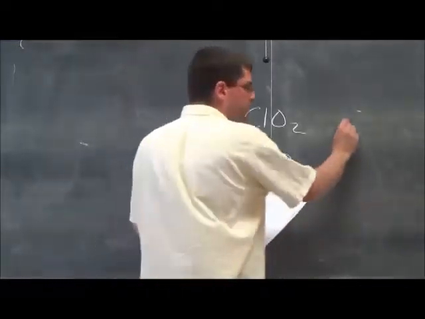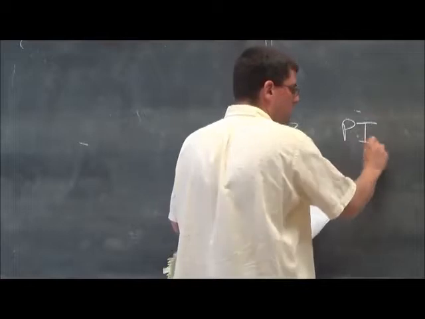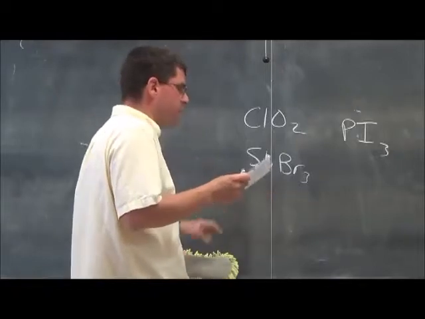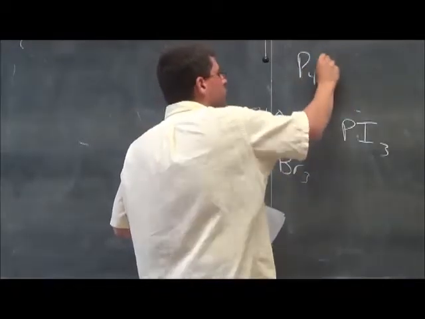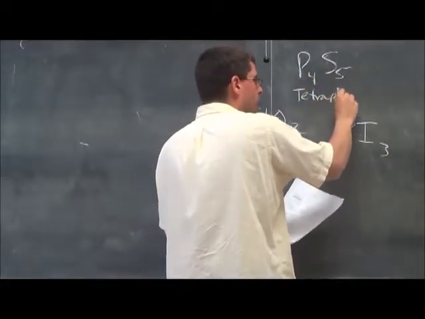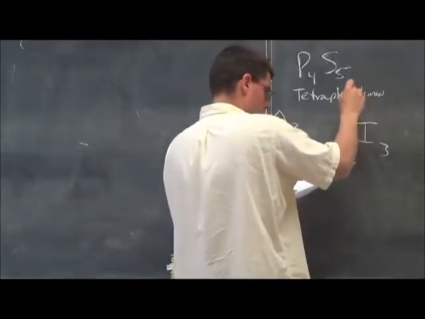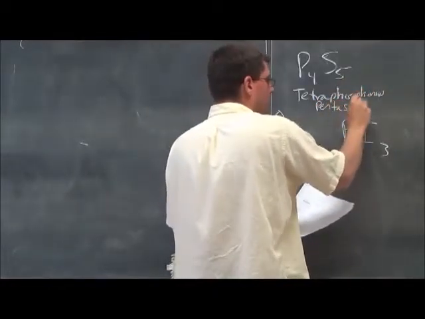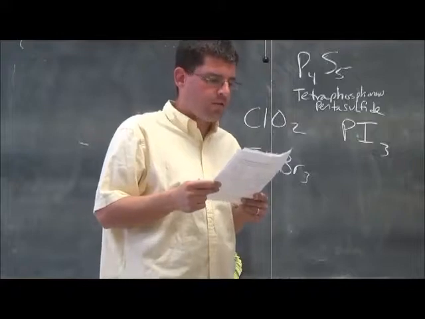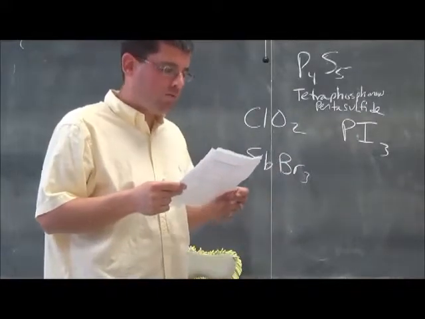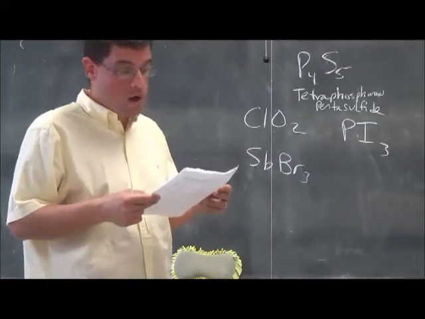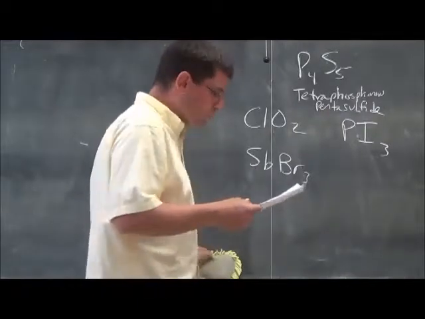Tri-bromide. Phosphorus, P. Triiodide? No, I don't want triiodide. Phosphorus sulfur. What the heck is this thing? P4S5. Geez, guys, it's called prefixes. P4 tetra phosphorus, pentasulfide. Again, I'll give you those prefixes. Selenium, 6 fluorines. Oh, hexa. Selenium hexafluoride and diboron monosilicide. Diboron monosilicide.